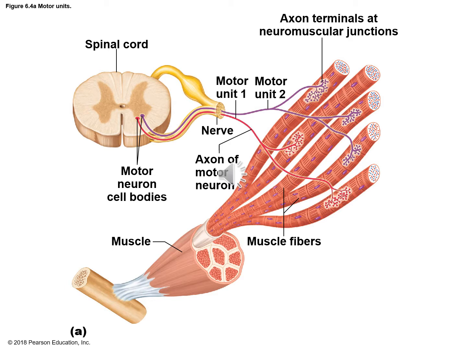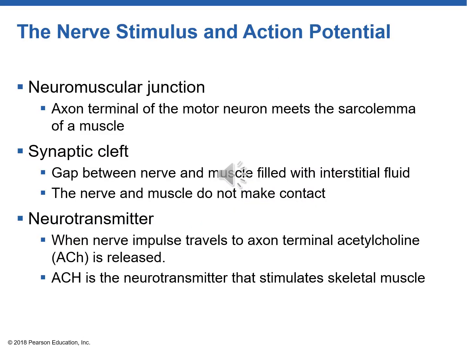There's some terminology here: muscle fibers, those are the muscle cells, and axon terminals at neuromuscular junctions. An axon terminal is just the end of the neuron, and the neuromuscular junction is the area that includes the end of the neuron and the sarcolemma of the muscle cell. Of course, here we have some of those definitions. So the neuromuscular junction, big fancy word, but it just means the terminal end of the motor neuron meeting the sarcolemma of a muscle. And this is where information is going to be exchanged in order to tell the skeletal muscle to contract.